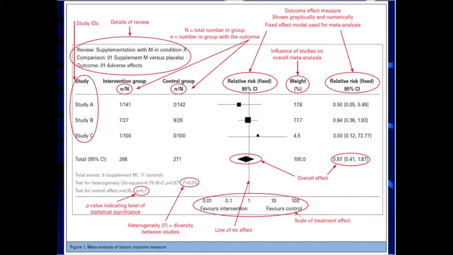We see our test for heterogeneity, the bottom left. And hopefully you will see a scale of treatment effect. Let's look at this a little bit more in detail, but again, just a review since you should have learned this information already.